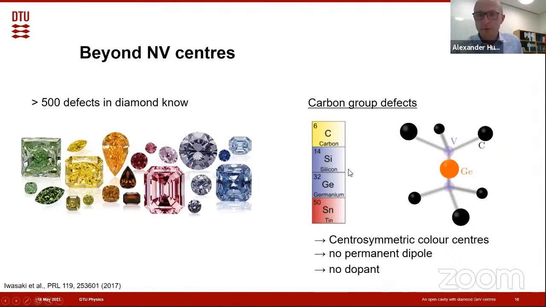Because of the atomic size, these color centers do not form a substitutional defect, but actually the color center is lying in between two vacancies. So this gives rise to a centrally symmetric system. It does not carry a permanent dipole moment, and because it's the same atomic group, it's also not a dopant, so there are no free charges, and one can expect a higher stability.